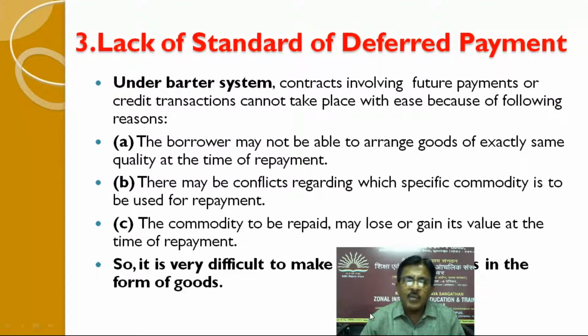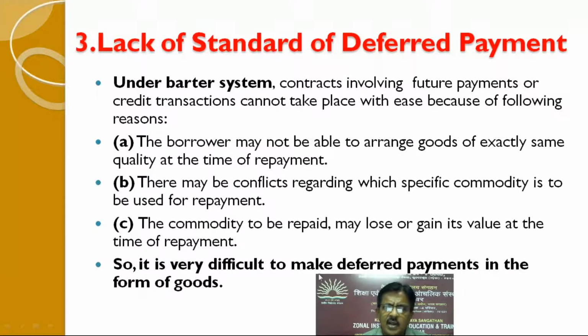Then the third drawback of this barter system: lack of standard of deferred payment. Under barter system, contracts involving future payments or credit transactions cannot take place with ease because of the following reasons. The borrower may not be able to arrange goods of exactly the same quality at the time of repayment. There may be conflict regarding which specific commodity is to be used for repayment. The commodity to be repaid may lose or gain its value at the time of repayment. So it is very difficult to make deferred payments in the form of goods.